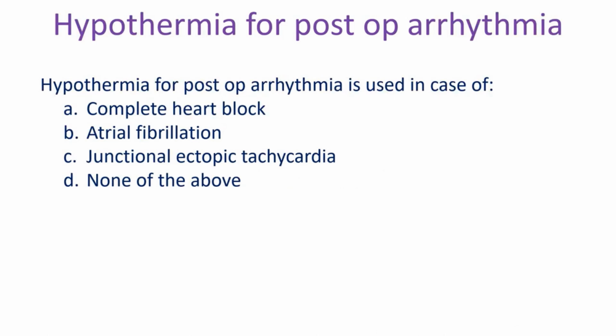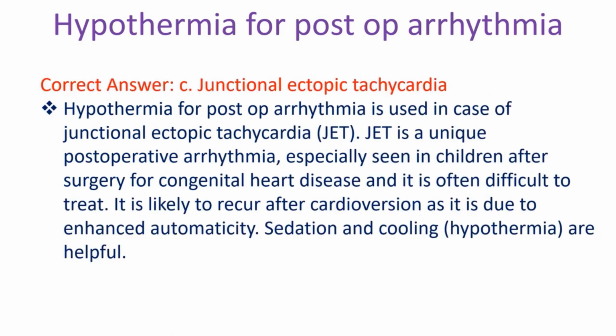Hypothermia for post-op arrhythmia is used in case of: A. Complete heart block, B. Atrial fibrillation, C. Junctional ectopic tachycardia, D. None of the above. Correct answer C, junctional ectopic tachycardia. Hypothermia for postoperative arrhythmia is used in case of junctional ectopic tachycardia.